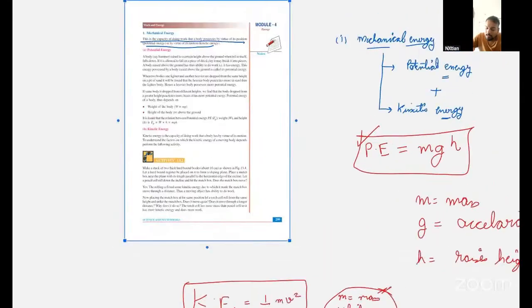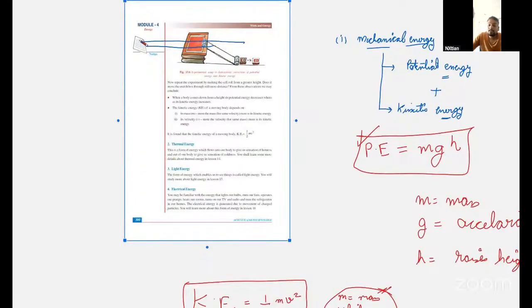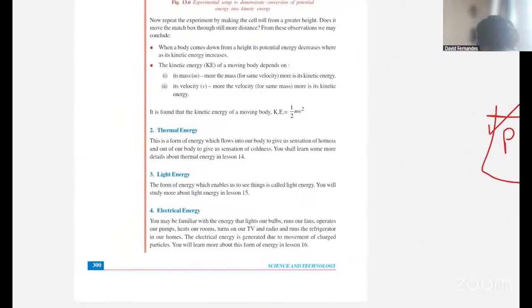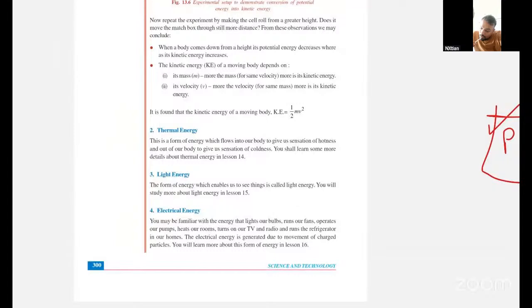I request you guys to read this kinetic energy and potential energy paragraph at home also. Now we can read thermal energy. This is the form of energy which flows into our body to give us the sensation of hotness and out of our body to give us the sensation of coldness. So thermal energy is the energy that is related to heat.